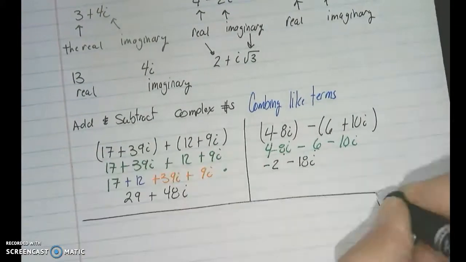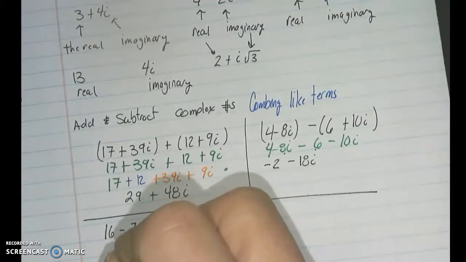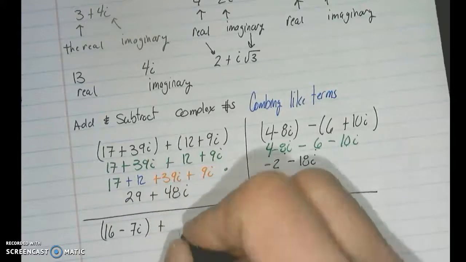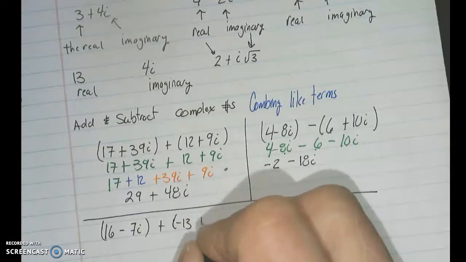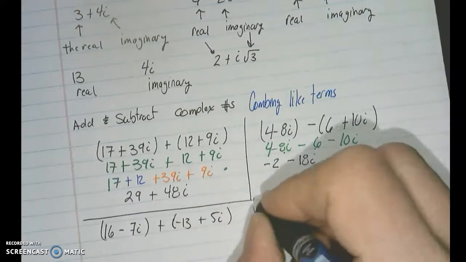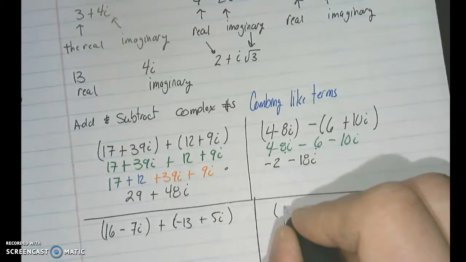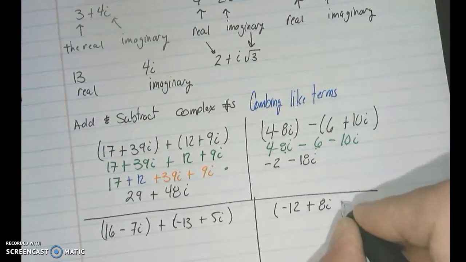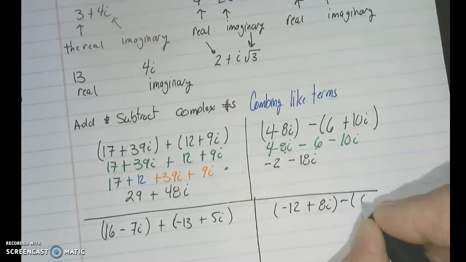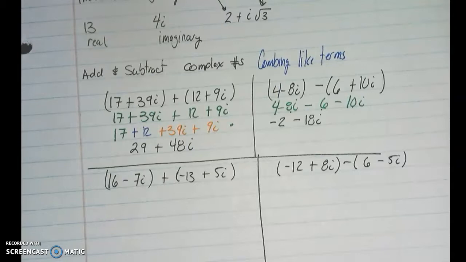So let's do a couple more. So we're going to do 16 minus 7i plus -13 plus 5i. And then you're also going to do negative 12 plus 8i minus 6 minus 5i. Okay, so go ahead and pause it here, work on it, and then go from there.